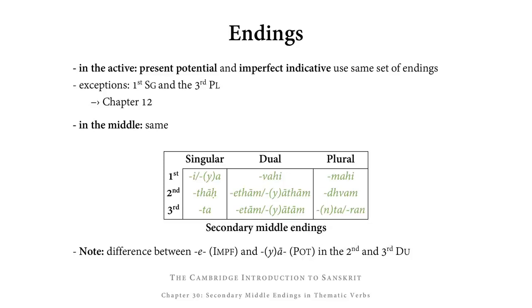And then we have mahi, dhvam and anta or īran. Anta is what we find in the imperfect and īran is what we find in the potential. So in this table, wherever you have two alternative forms, the imperfect is listed first, the potential is listed second.